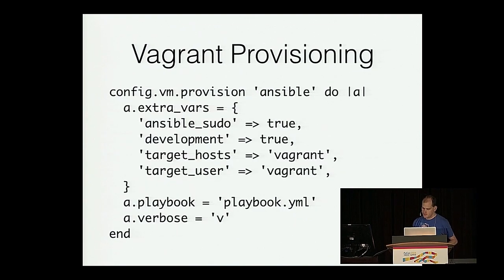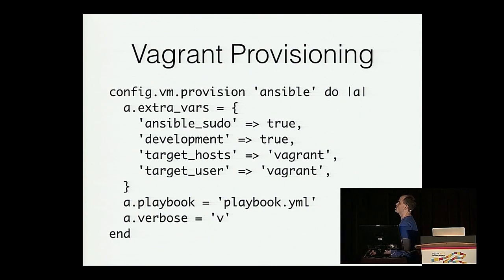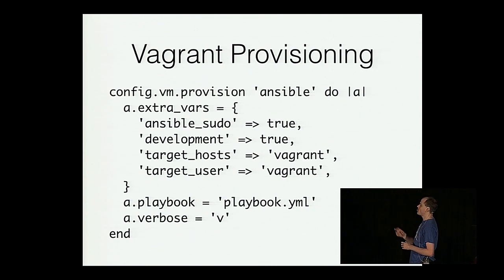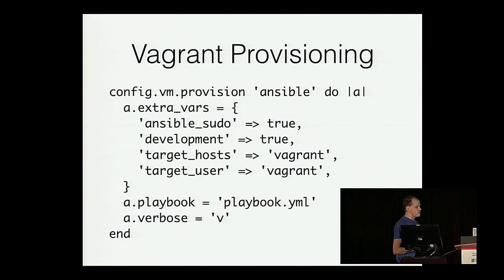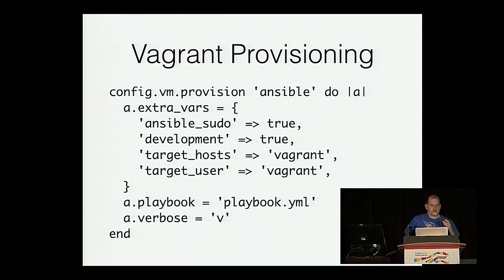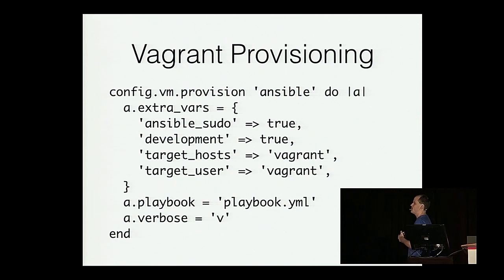Provisioning looks similar. I'm going to spend a little bit longer here. So you say what provisioner you need to use with this funky Ruby DSL. And one of the nice things that you can do is define a couple of extra variables. And this is a place where you can start to tell your system that this is a development box. It shouldn't act quite like a production box.